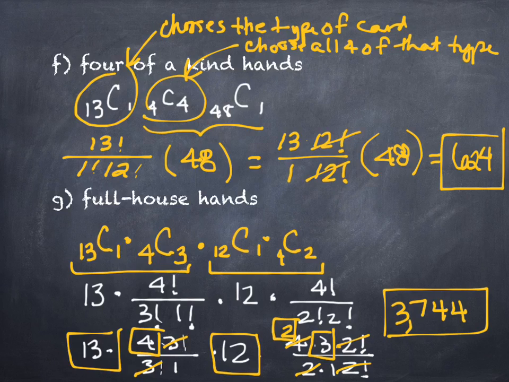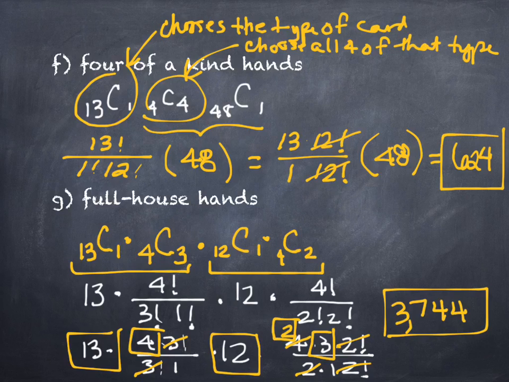All right. So I have a full house, and you have a 4 of a kind. Who wins? The 4 of a kind, because it's less common. There's only 624 4 of a kinds. There's 3,744 full houses. Okay, so it's more common.